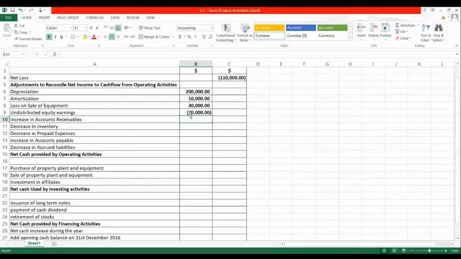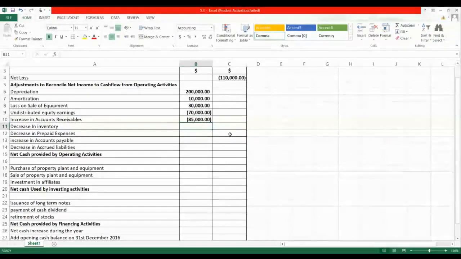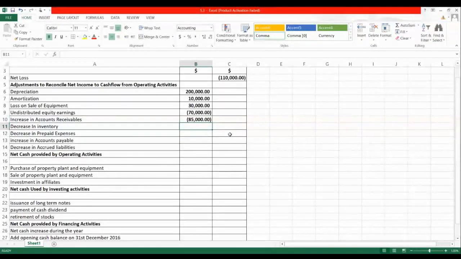Then increase in accounts receivable happen, and increase in accounts receivable shows that our sales were on non-cash basis. How much was that? That was 85,000. So I'm going to deduct its effects because sales did not bring the cash. Inventory has decreased. It means that we sold the inventory, so sales bring the cash, 60,000 difference. Then there is decrease in prepaid expenses. A decrease in prepaid expenses was 3,000.